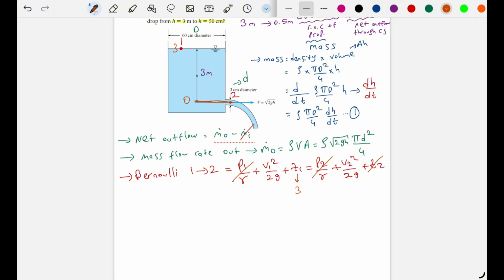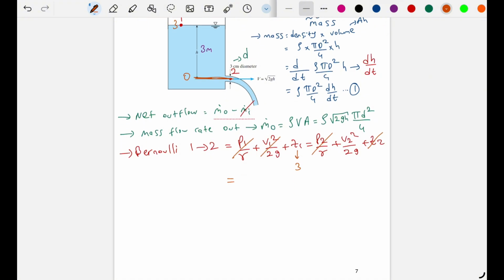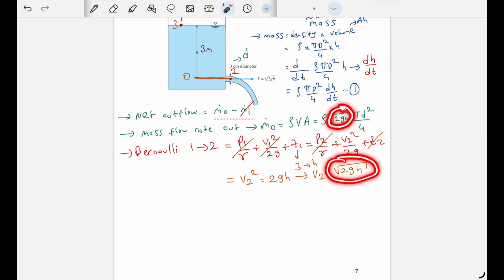We only have Z1. And since this is a very large tank and it is at the surface, there will be no significant velocity, so it is negligible. So we can also remove that. And this was actually h. So from here, V2 square is equal to 2gh, and we can also say V2 is equal to square root of 2gh. And this is the exact same value which is given in the question.